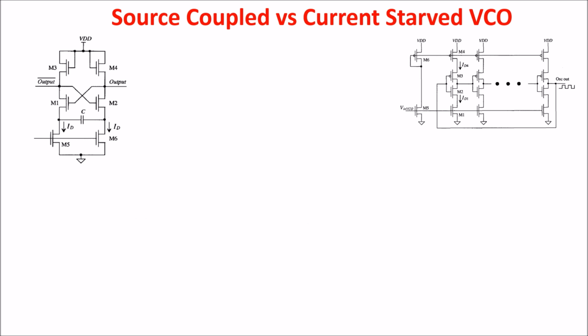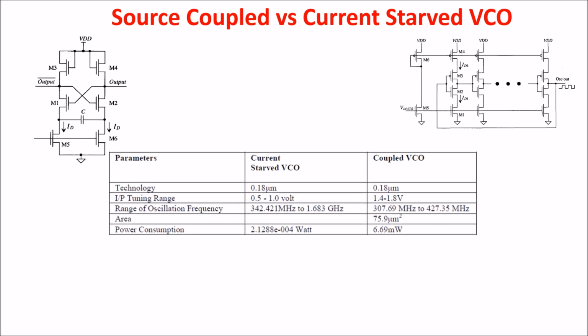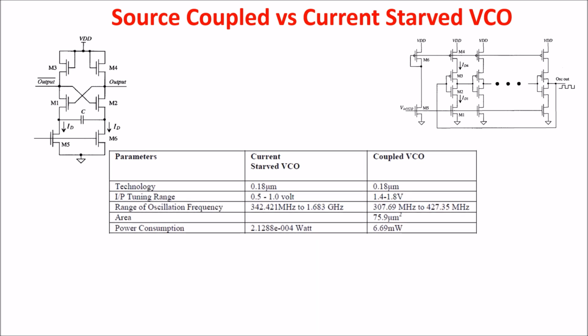Here is a comparison between the source-coupled VCO and the current-starved VCO, which we saw in a previous video, and I leave a link in the description about it. Here is the voltage-frequency relation, where we see that the current-starved has a better frequency range. We see the performances of the current-starved are generally better in tuning range and area. The source-coupled VCO is superior only for the power consumption.